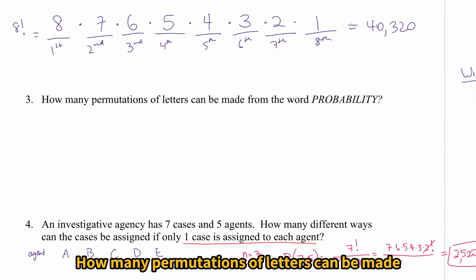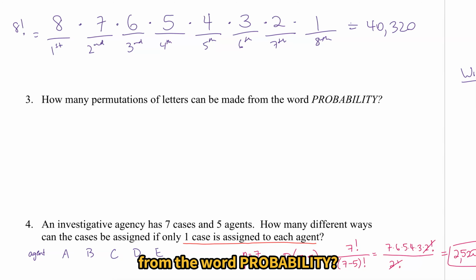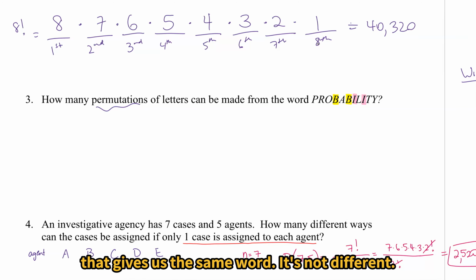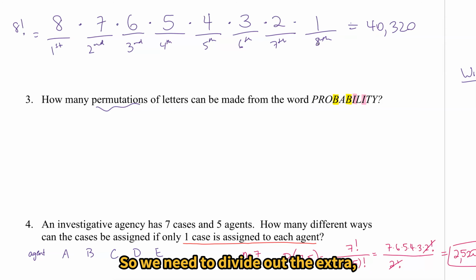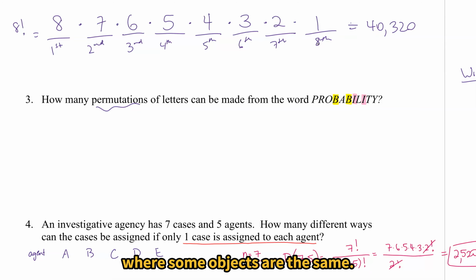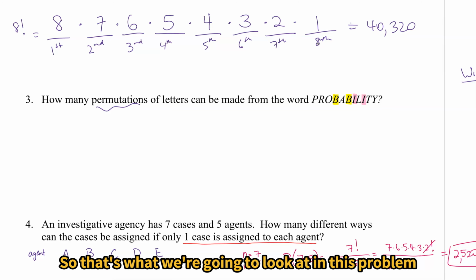How many permutations of letters can be made from the word probability? Permutations are orders, but we have to be careful here. We have same letters showing up, so we have 2 B's and 2 I's, meaning that if we were to switch the B's, that gives us the same word. It's not different. So we need to divide out the extra, the repeats that we would get. This is an example of the permutation rule where some objects are the same. And so that's what we're going to look at in this problem number 3.